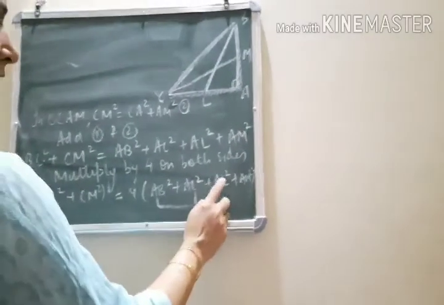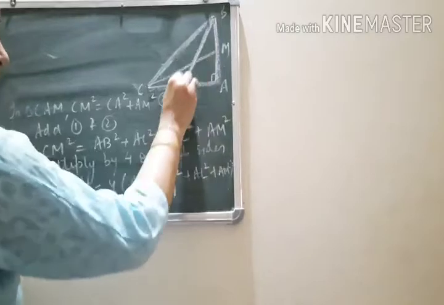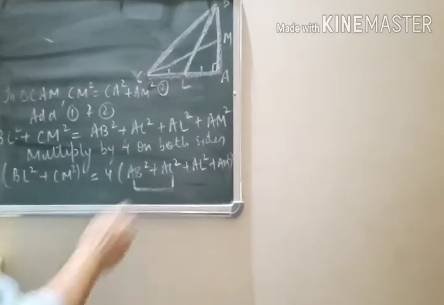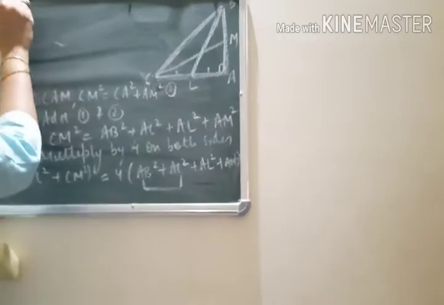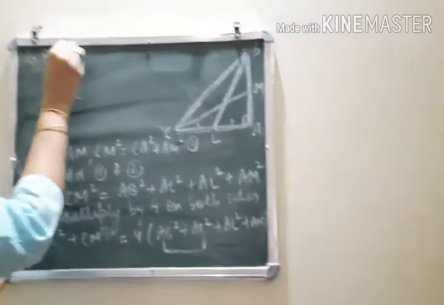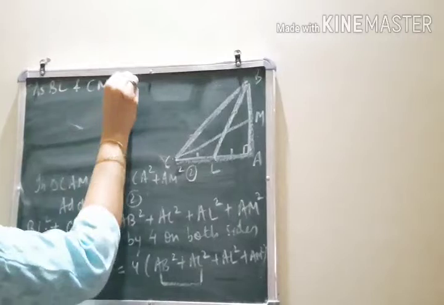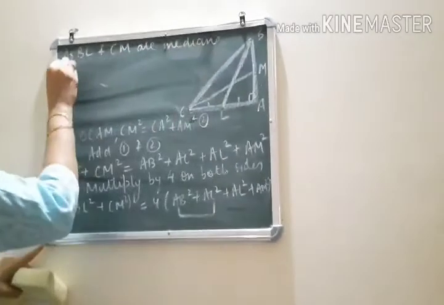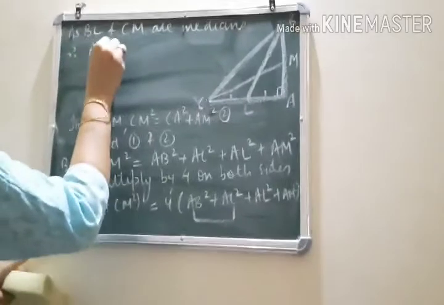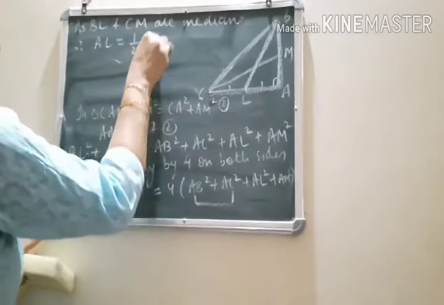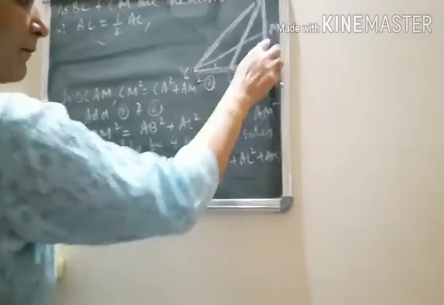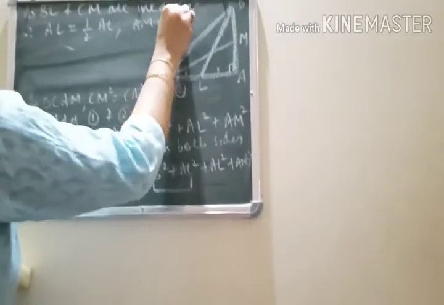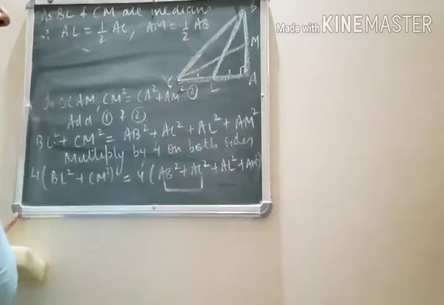Also AL. Now you know that BL is a median. If BL is a median, AL and AC are related, or you can say AL is equal to half AC. So write down as BL and CM are medians. Therefore, you can write that AL is equal to half AC. Also, AM को हम क्या लिख सकते हैं? AM is equal to half AB. That you can write.